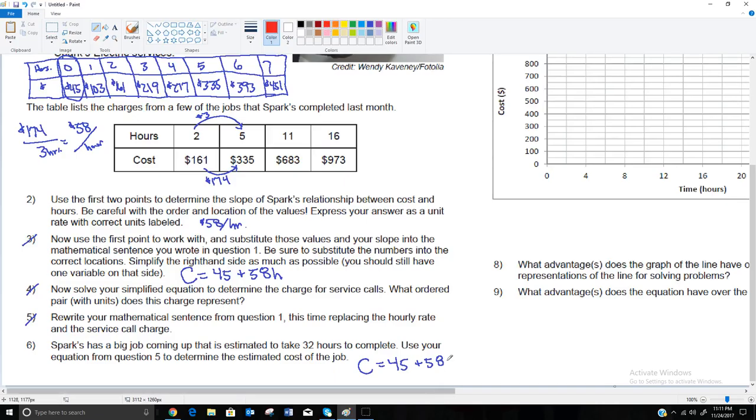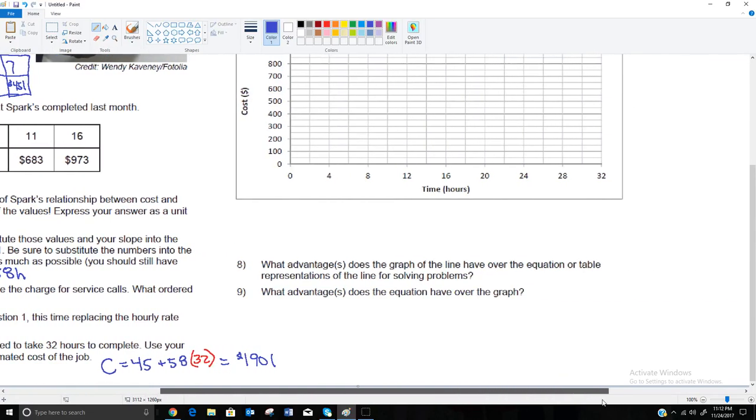And the number of hours in this case is going to be a big job. That's like a 4-day job for one person, or it could be a 1-day job if they brought four people, but it's going to take 32 man hours to complete that. So if we take 45 plus 58 times 32, we get that the job would cost $1,901. Again, that's nearly an entire week of someone's work, and that would cost $1,900.